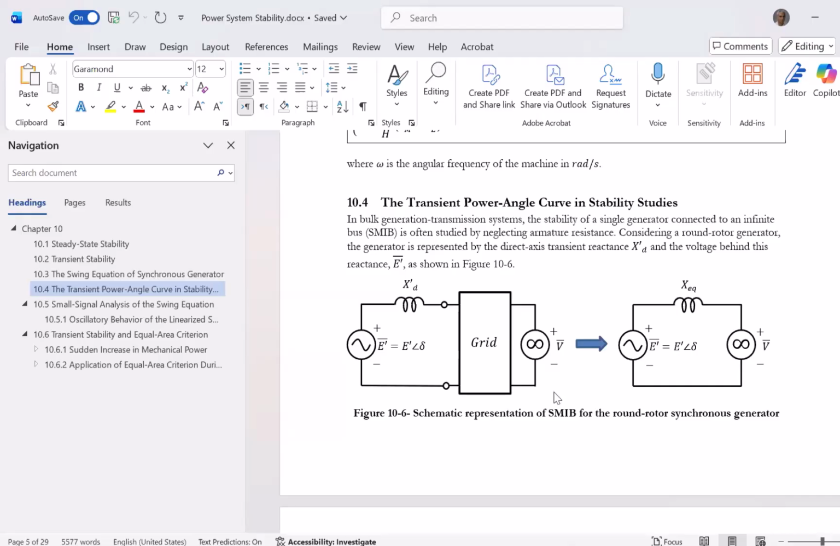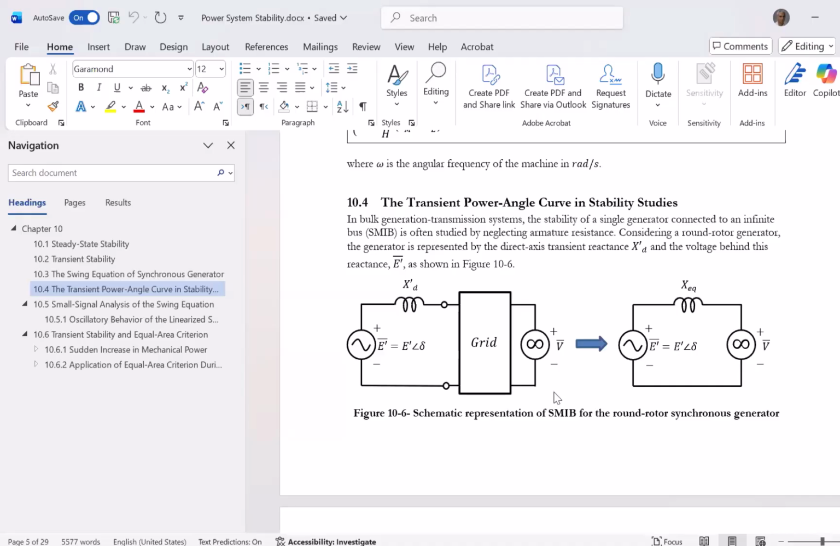An infinite bus is the collection of all of the generators in the system connected to a certain terminal, such that whether you're injecting more power into this terminal or less, drawing more or less, it doesn't bug that terminal. It's such a stiff terminal that its voltage is always constant. Its frequency is always 60 hertz, no matter how much power you inject into it or draw from it. That's what we mean by an infinite bus.